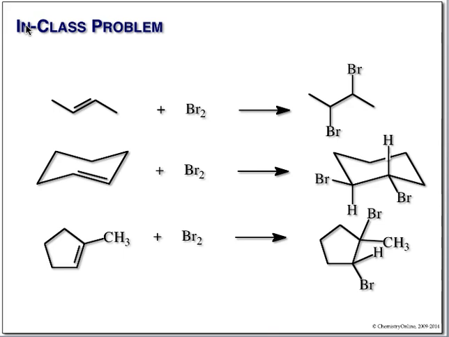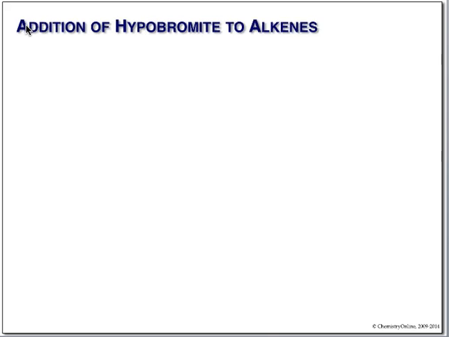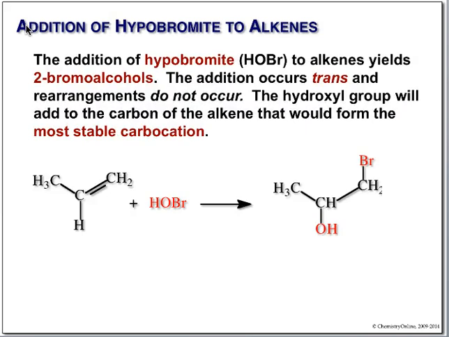All right, the next one we're going to do in our sequence is actually very, very similar to this. This is going to be the addition of hypohalite. We're going to use HOBr. You can also use HOCl. Once again, HOCl is just Clorox.